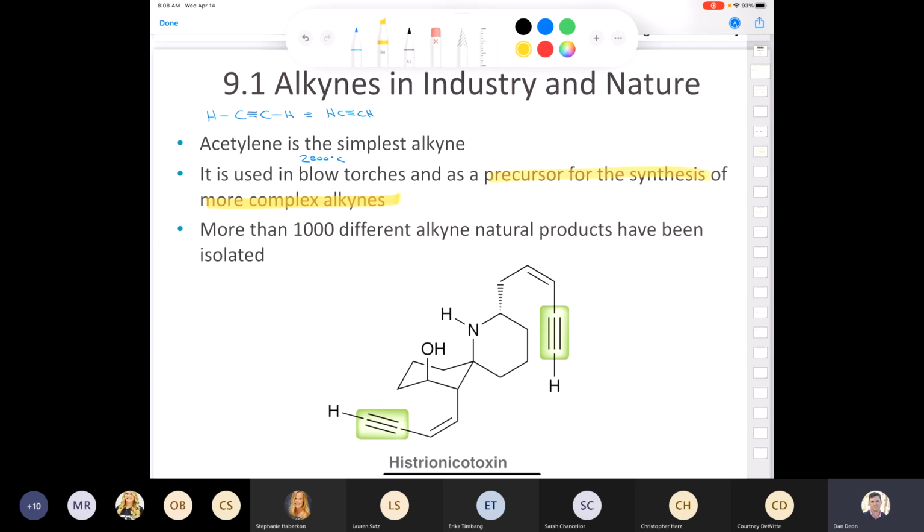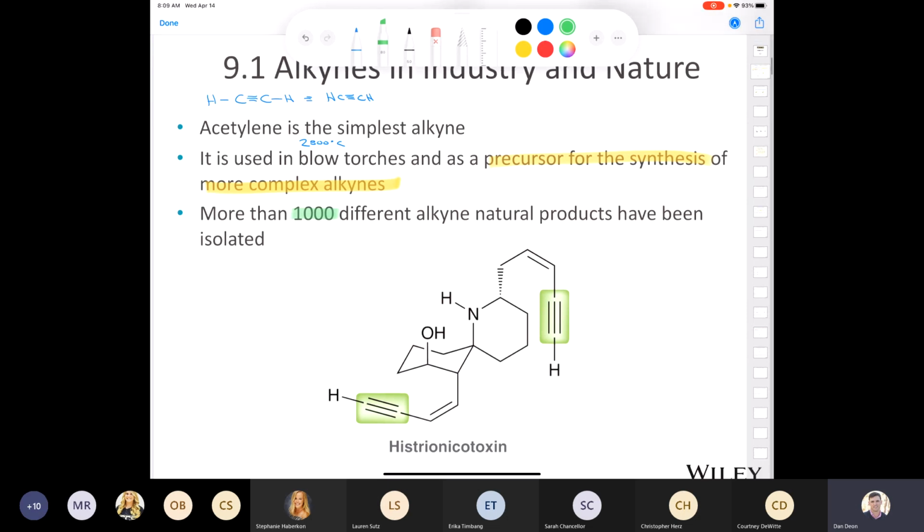What else? It says here, more than 1,000 different alkyne natural products have been isolated. So again, we see a lot more alkenes being found in nature. However, there are examples of alkynes being found in nature, and scientists have found about 1,000 different alkynes, and one of them is this poison here, which is called histrionicotoxin, which comes from the poison dart frog, Dendrobates histrionicus. And so people in South America have used this for years.